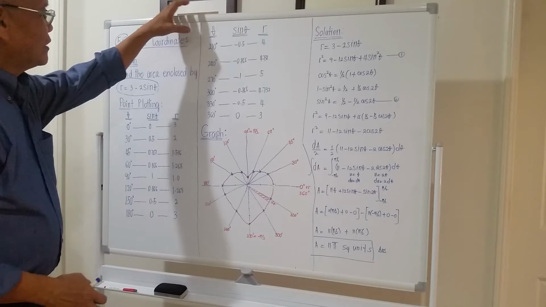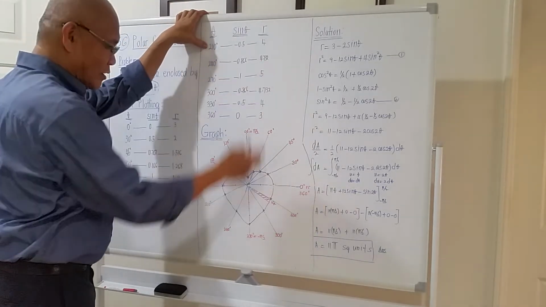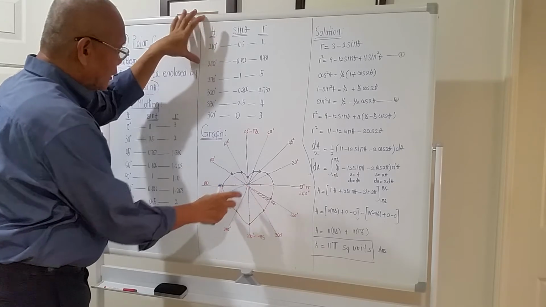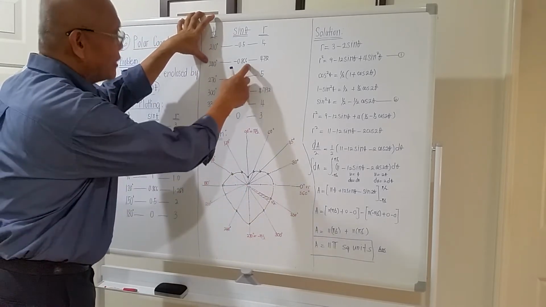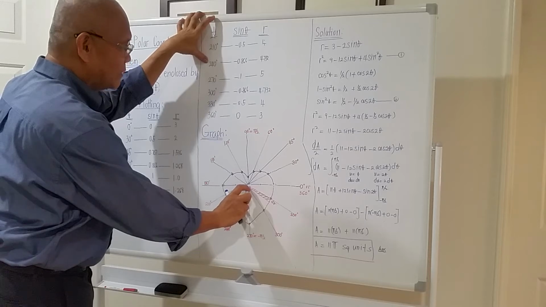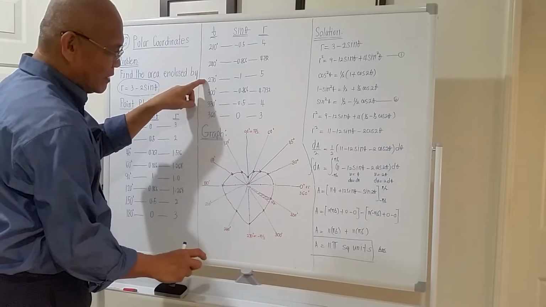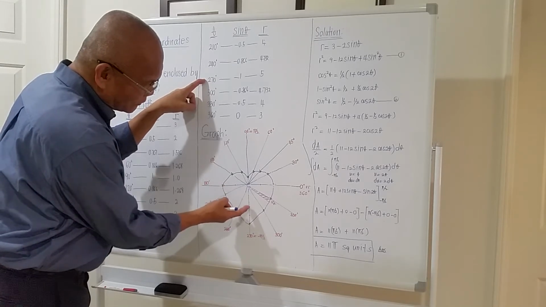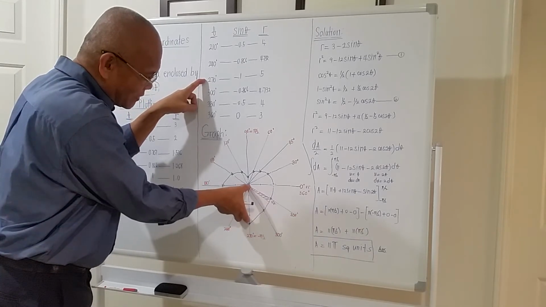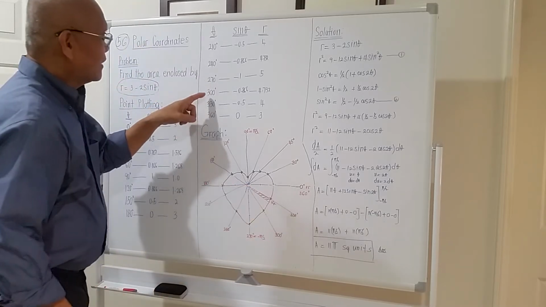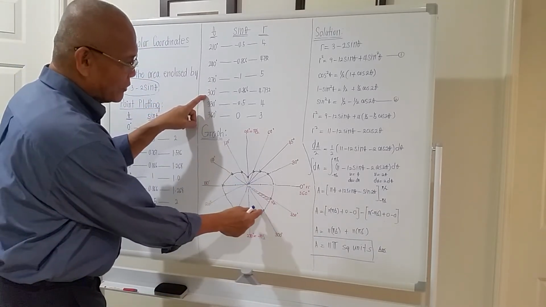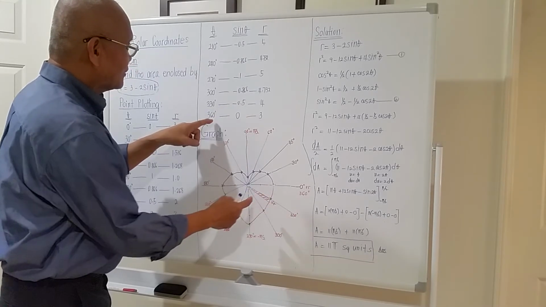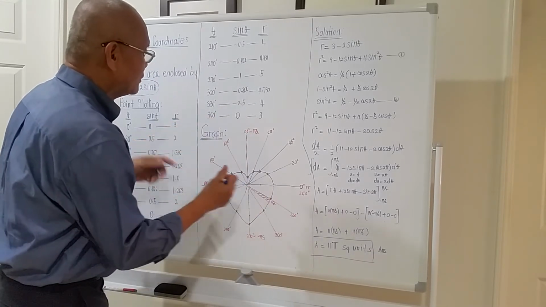Then as we continue, at 210, the value of the radius will be 4. At 240, the value of the radius is 4.732. And at 270, the value of the radius is 5. 1, 2, 3, 4, 5. So this is 5 units. Okay. Then at 300, it is 4.732. And at 330, it is 4. Then at 360, it will go back to 3.